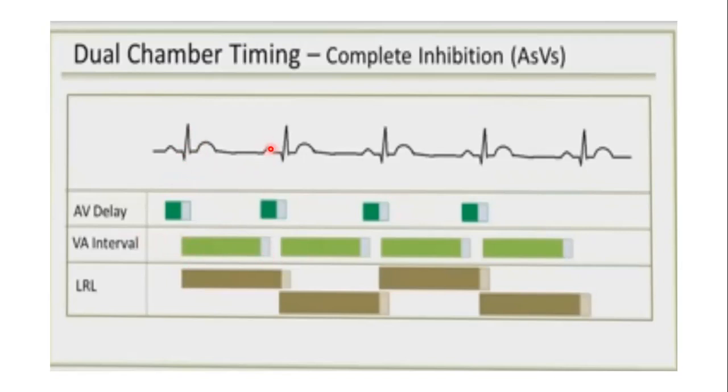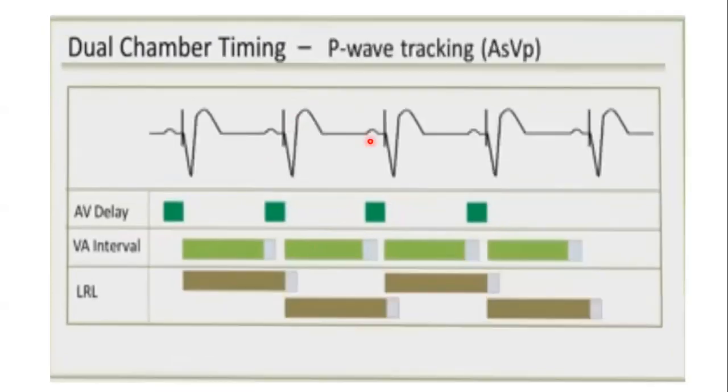So, this is our lower rate limit. Before this, the AV delay was completed after the atrial sensing, and an intrinsic ventricular activity was now sensed. Because it was sensed before the lower rate limit elapsed, the pacemaker will reset the lower rate limit to 0 and reset the VV interval to 0, and the timers will all continue to run, and the cycle will continue like that with the pacemaker in situ.